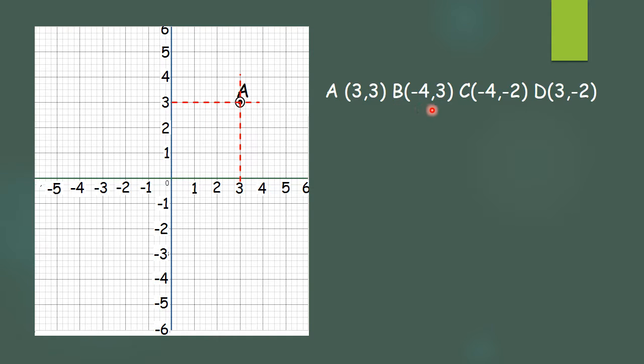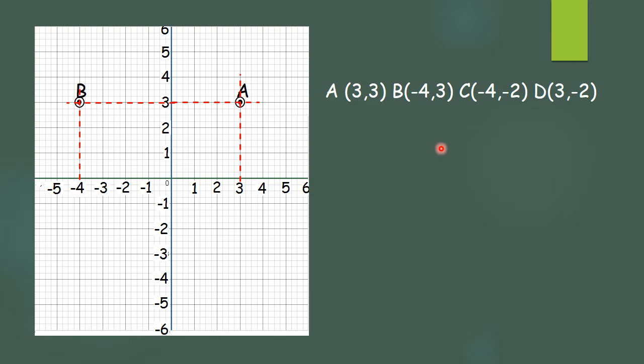Now to plot the point B, what is given? (-4, 3). So draw the line. I have drawn with the 3 first. Then I can draw with minus 4. And where they intersect, this is the point of intersection. And that point is B.